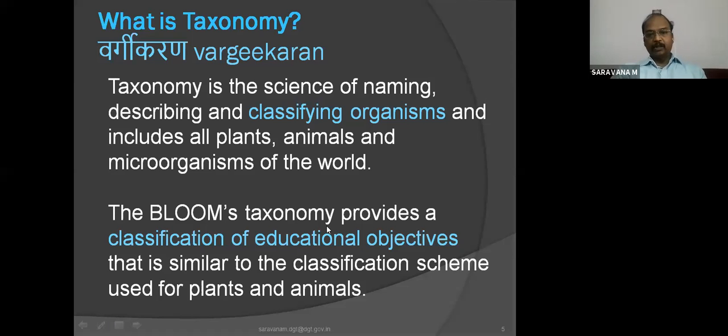So Bloom's taxonomy also, human development, is based on three categories.